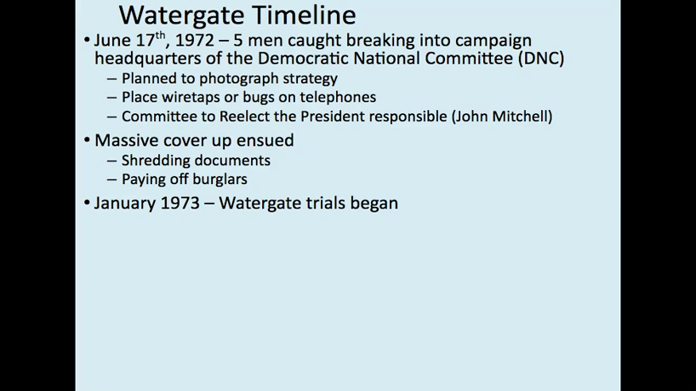But this doesn't go away. It actually becomes more and more controversial after the election is done. As more information comes out regarding this burglary and the Democratic Party continues to push to hold someone accountable for this, the trial begins.